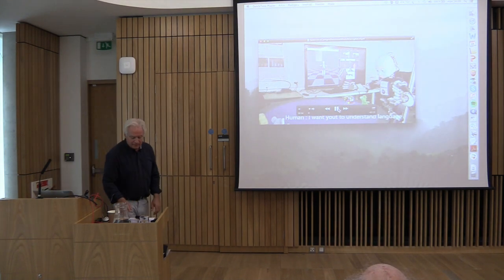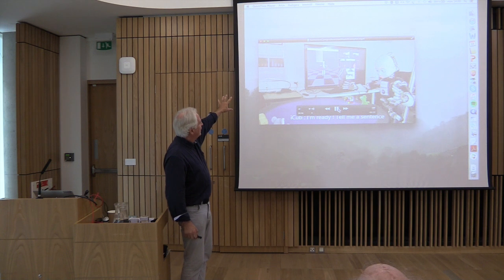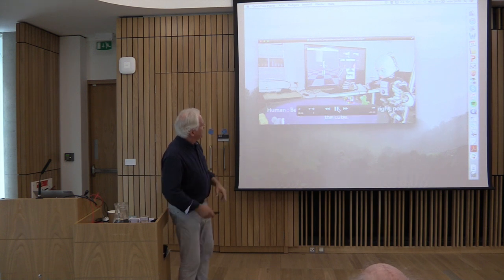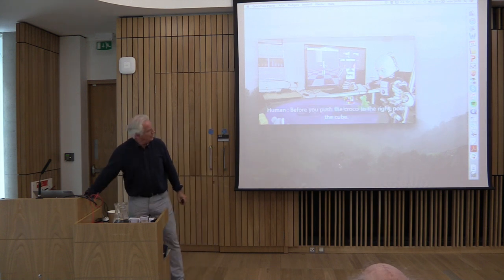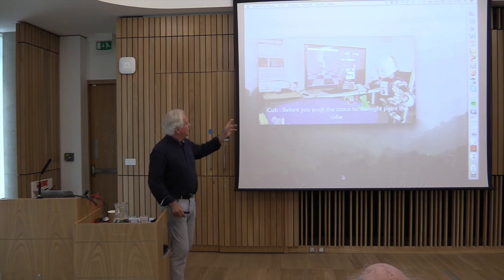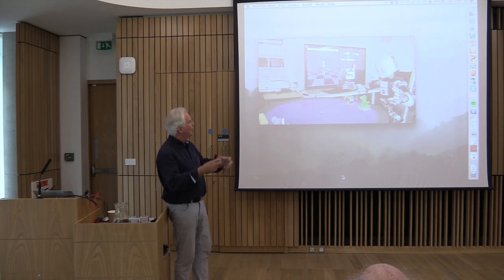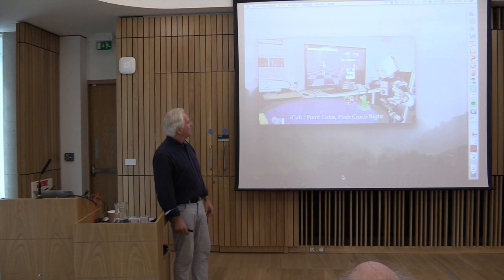So this. I want you to understand language. I'm ready. Tell me a sentence. Before you push the cursor on the right, point to the cube. I have understood. Before you push the cursor on the right, point to you. Is it okay? It's right. Point to you, push cursor right. I will do the actions.